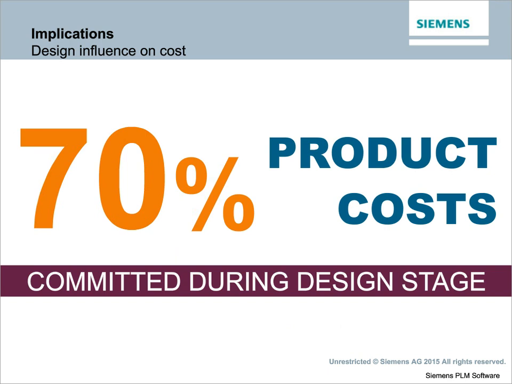Research also indicates that around 70% of the product cost is committed during the design stage itself. Handling possible manufacturing problems during the design stage is critically important because the impact is not only on time, but also on cost and quality.